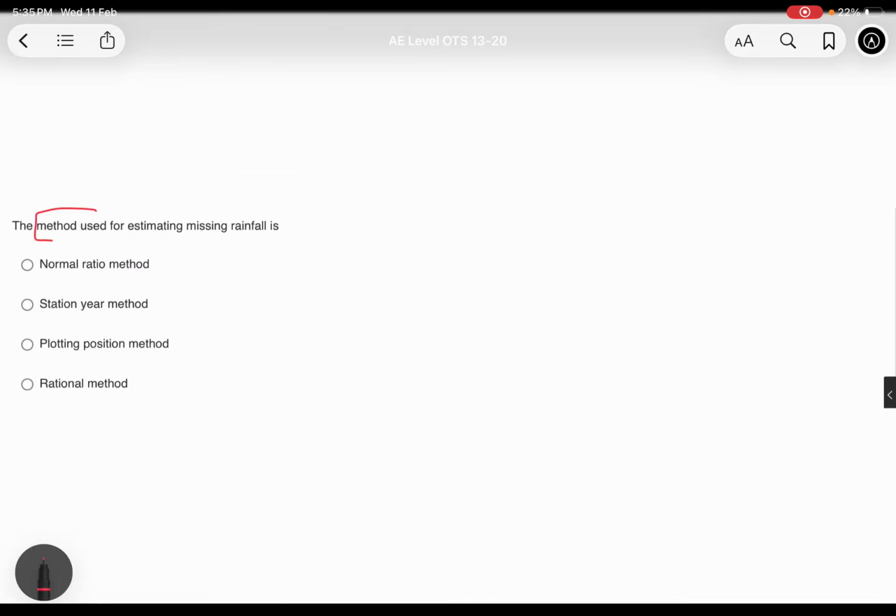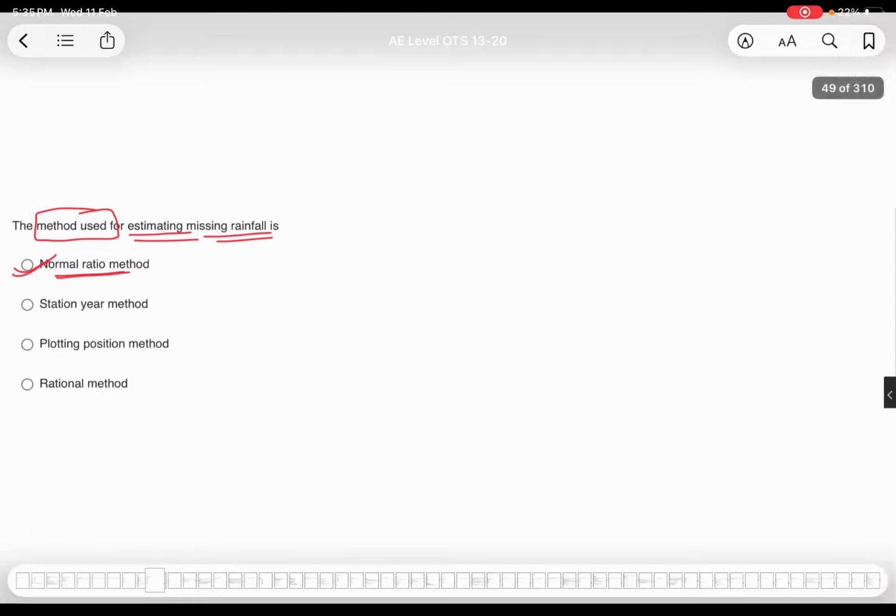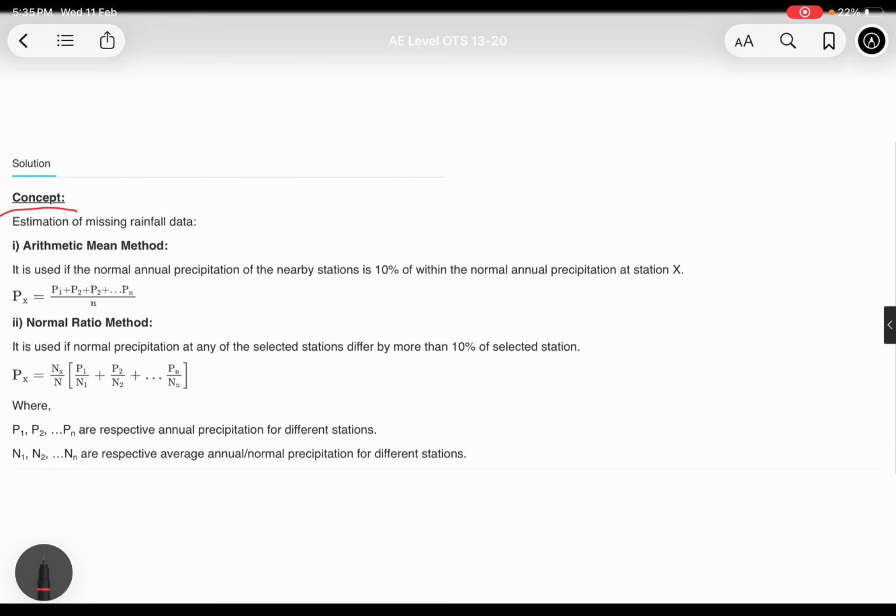Next, let's talk about the method used for estimating missing rainfall, that is the normal ratio method. The normal ratio method is used for estimating missing rainfall. Estimation of missing rainfall data.